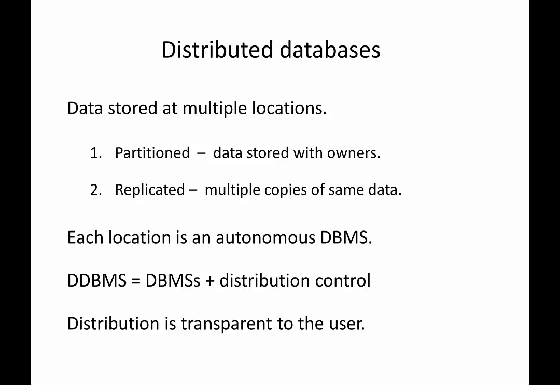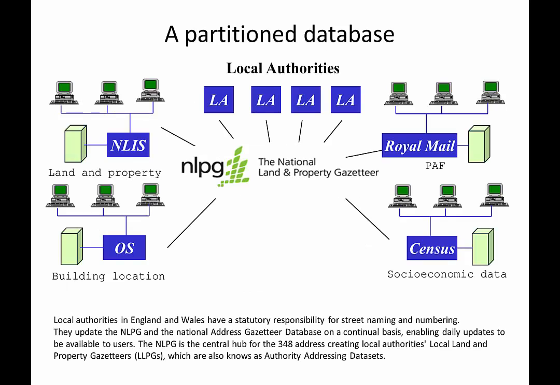From the end user perspective, the importance is that you don't know what the underlying architecture of the system is. You just want access to the data. It should make no difference to the user. It should be transparent to the user whether the data is in Mumbai or Croydon or wherever it is. That should be irrelevant to the user.